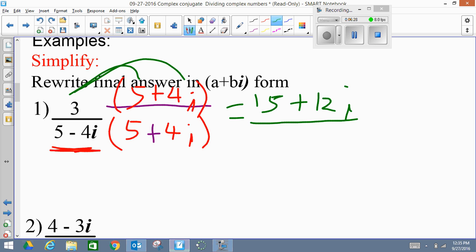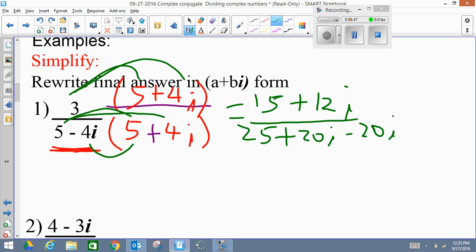At the bottom, I have two binomials, so I'm going to take the first one. 5 times 5, 25. 5 times 4i, 20i. Negative 4i times 5, negative 20i. And negative 4i times 4i is negative 16i to the second power. So I just multiply. Make sure you multiply both terms, these two terms times the two terms on the inside. After that, I just simplify.